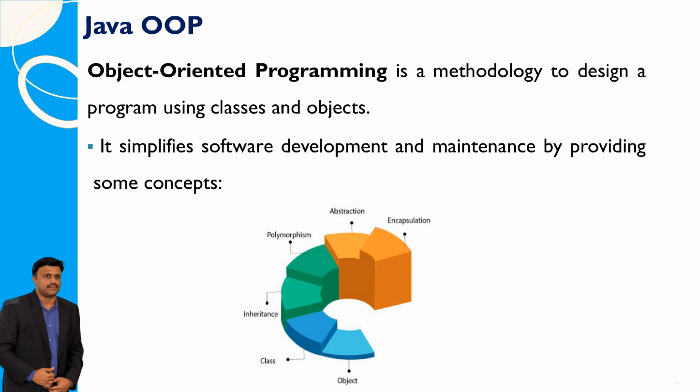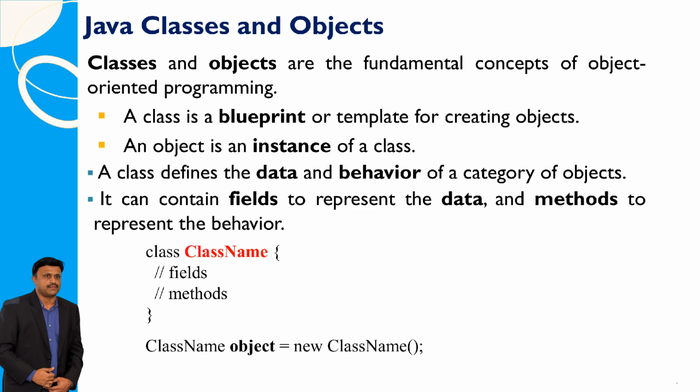Object-oriented programming, OOP, is a design methodology that organizes software development using classes and objects. It streamlines the development and maintenance processes by introducing core concepts such as encapsulation, inheritance, and polymorphism, which enhance modularity and reusability in code. In object-oriented programming, classes and objects are foundational concepts.